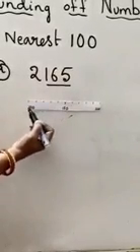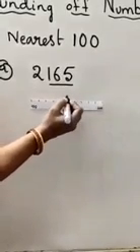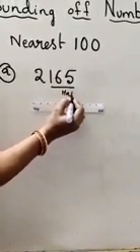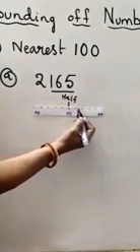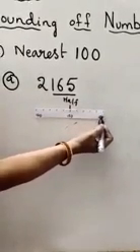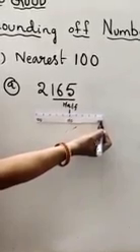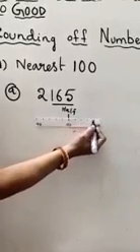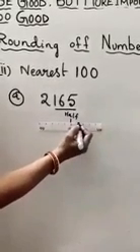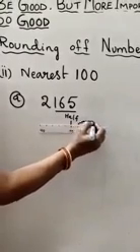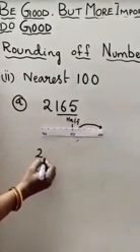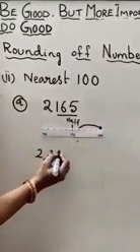This number lies between 100 and 200. Your halfway is 150. So 165 is more than 150. So you have to round up to the next 200. 150, 160, 170, 180, 190, 200. So 165 is more than half. Therefore, you have to round up to 2200.